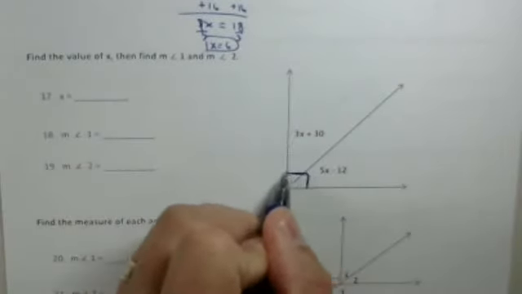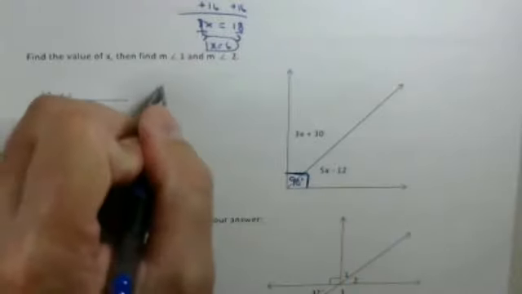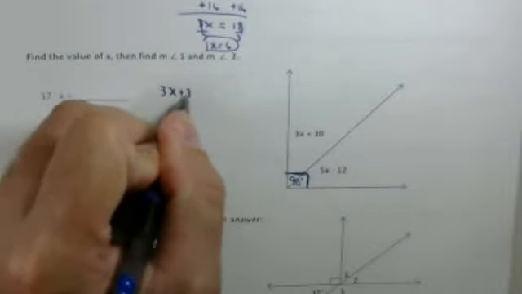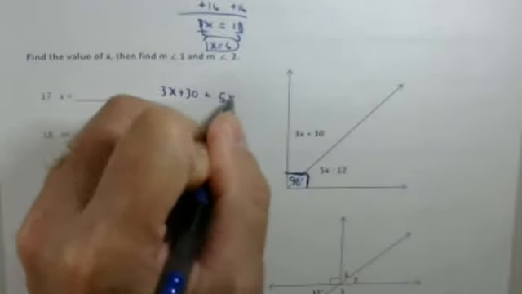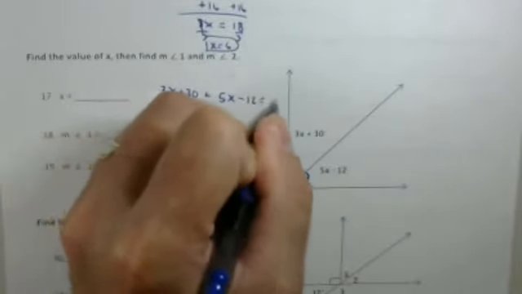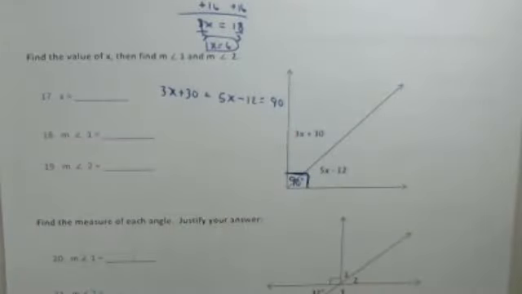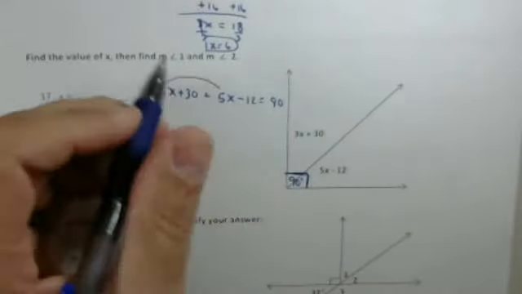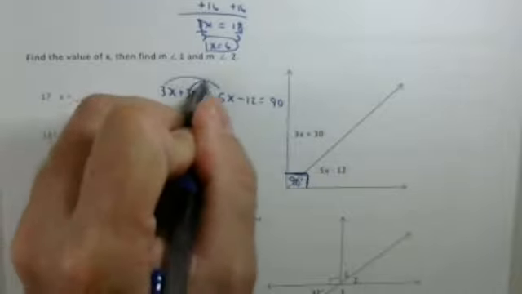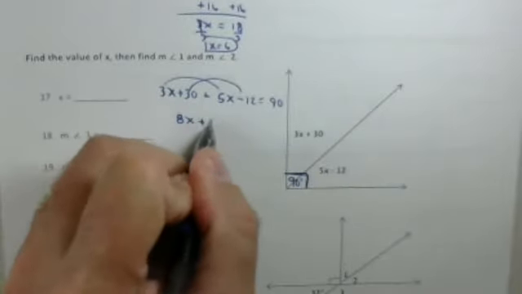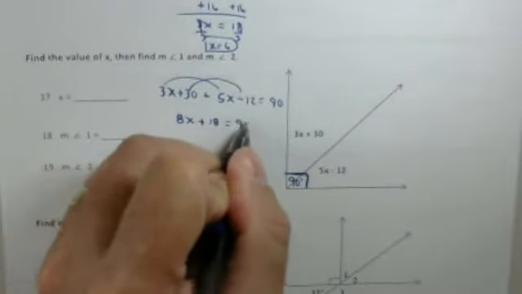Now here, notice that they're telling us that the two angles add up to 90 degrees. Well, if they add up to 90, then that's the equation we'll use. 3x plus 30 plus 5x minus 12 has to make 90 degrees. Again, collect like terms. 8x plus 18 equals 90.